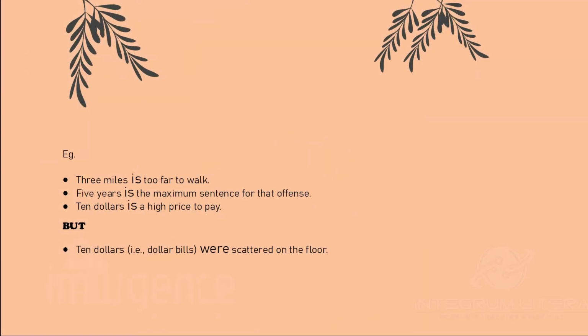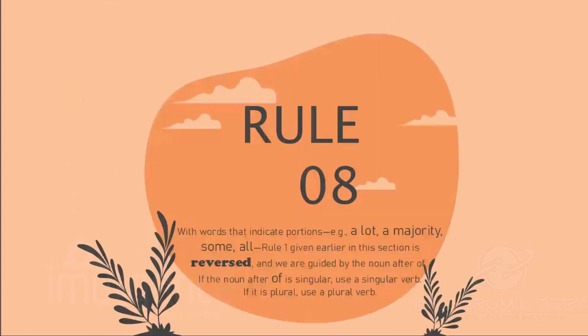For example, 3 miles is too far to walk. 5 years is the maximum sentence for that offense. $10 is a high price to pay. But if you're talking about coins, then it could be "$10 bills were scattered on the floor," right? So that's just a little bit of difference because we're talking about the coins there.